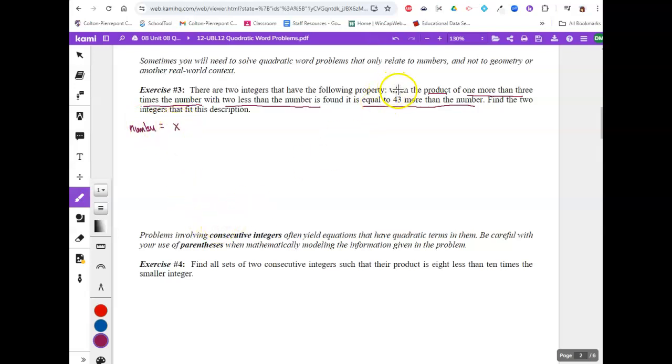All right, we're looking at a product, so we're going to multiply something. We're going to multiply 1 more than 3 times the number. Well, if the number is x, 1 more than 3 times that would be 3x plus 1. We're going to multiply it by, because it says product, 2 less than the number. It would be x minus 2. Watch your order on that. It is equal to 43 more than the number, which would be x plus 43.